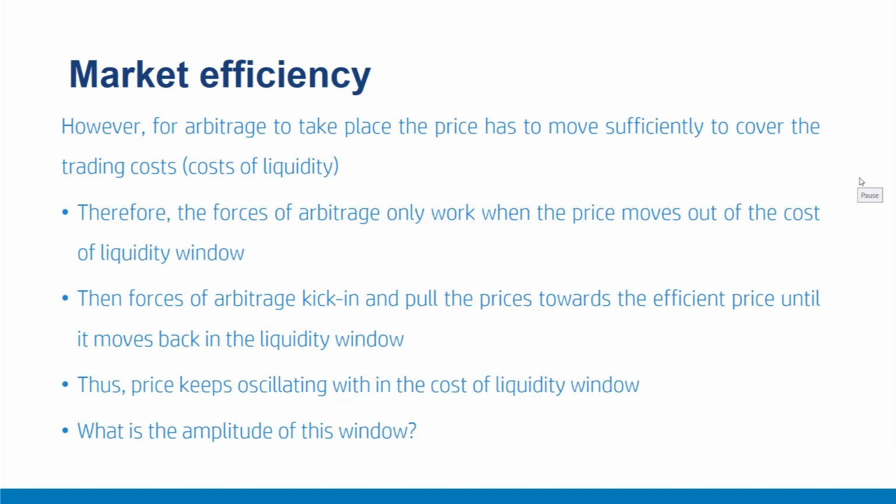Overall, in financial markets, prices keep oscillating within that cost of liquidity window that we just discussed, without these forces of market efficiency and forces of arbitrage becoming effective. Only when the prices move beyond this amplitude of liquidity cost do prices move towards this efficient price.